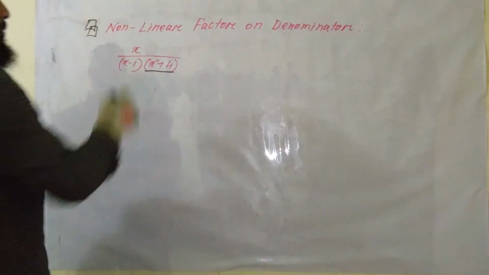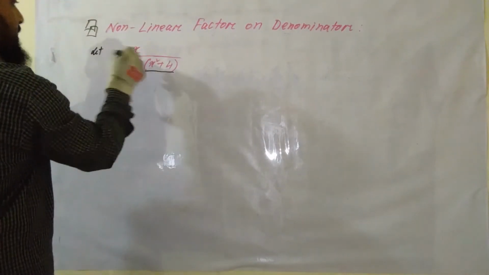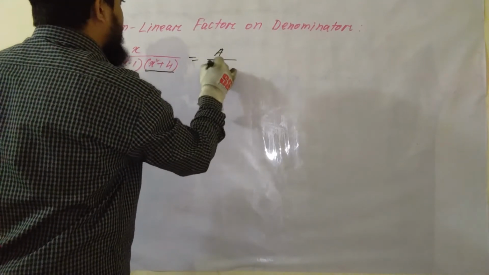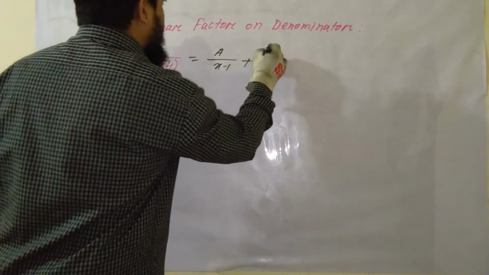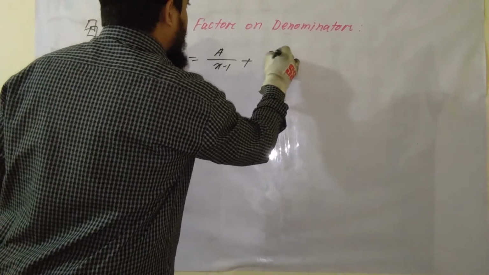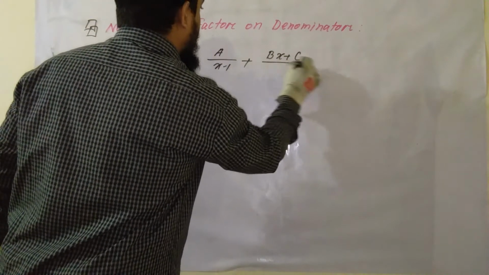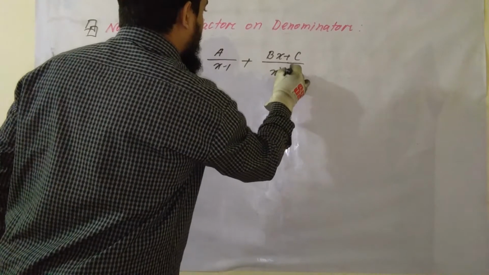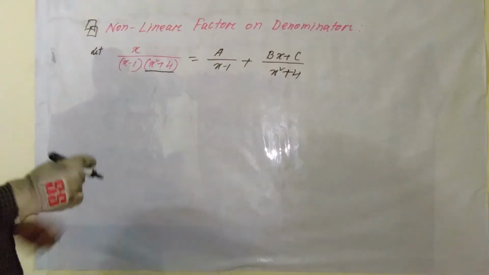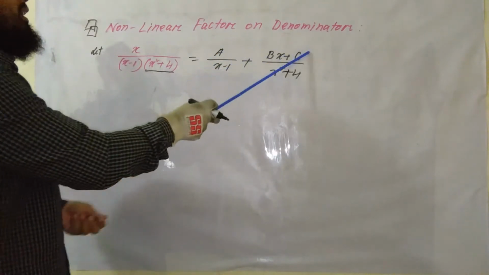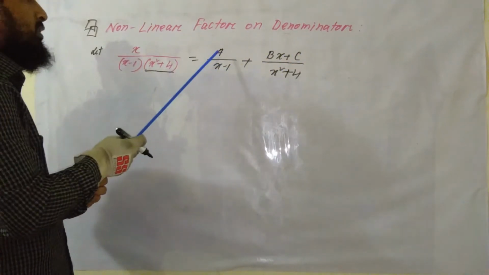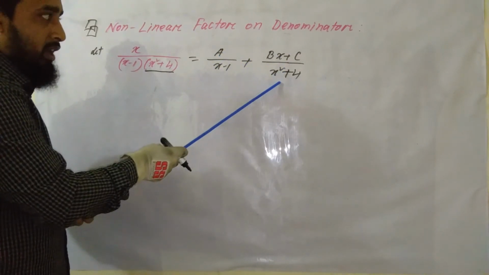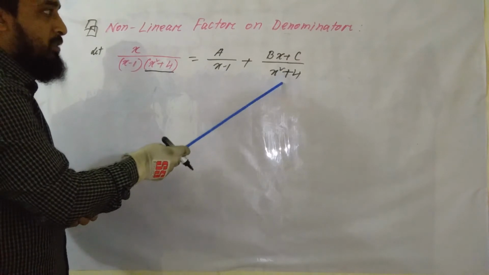So this time we'll let this one equal a by (x minus 1) plus (bx plus c) by (x square plus 4). Why do we write bx plus c? Up to our previous lecture we just wrote a, b, c, but why bx plus c? Look, there is a non-repeated term, so we cannot express this one simply.